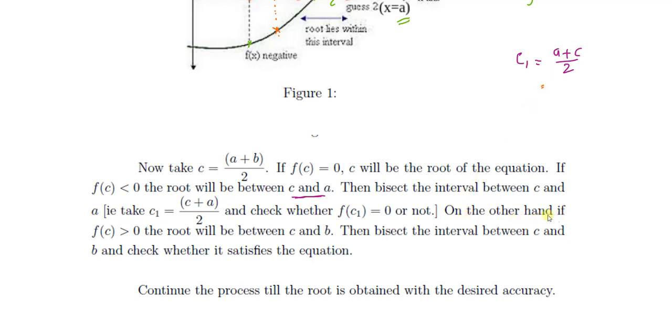On the other hand, if f of c is greater than 0, the root will be between c and b. Then bisect the interval between c and b and check whether it satisfies the equation. If f of c is greater than 0, you have to take c1 is equal to b plus c by 2.